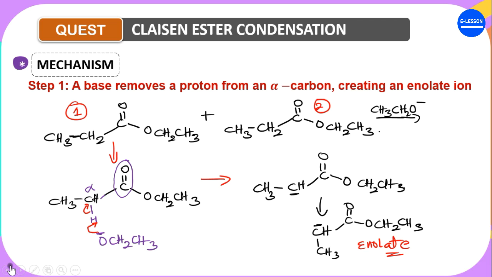We said the base removes a proton from an alpha carbon. Everyone knows what that is now. This is the alpha carbon. This is the alpha proton, right? The hydrogen. This base comes here, removes it, and the product of this base, we said, will form ethanol, right? CH3, CH2, and then OH. Okay, so that is practically all. And then this one kicks in to form the enolate ion.